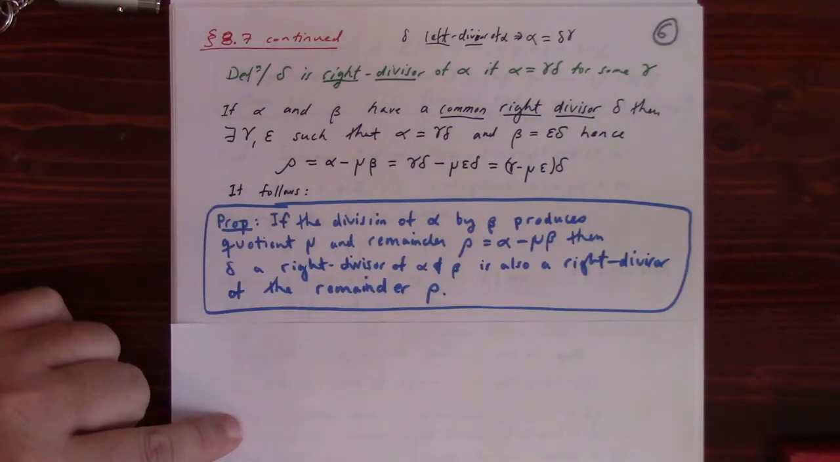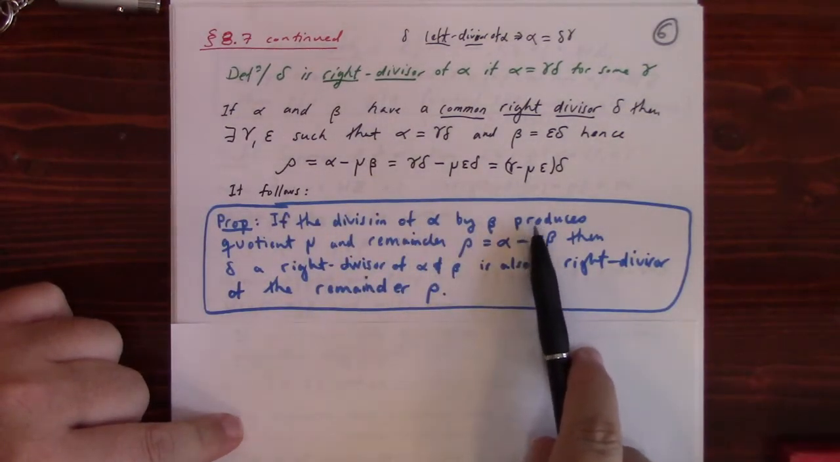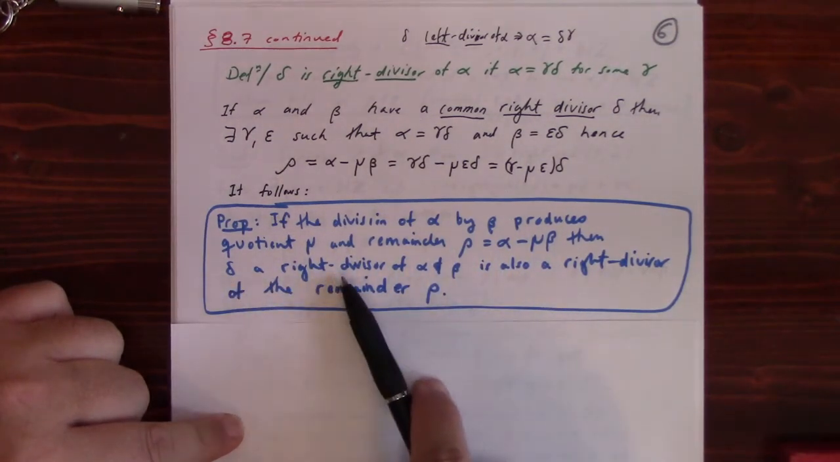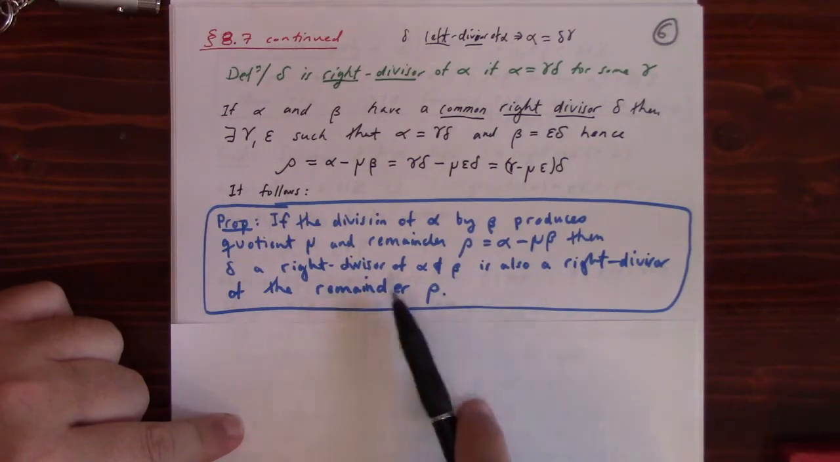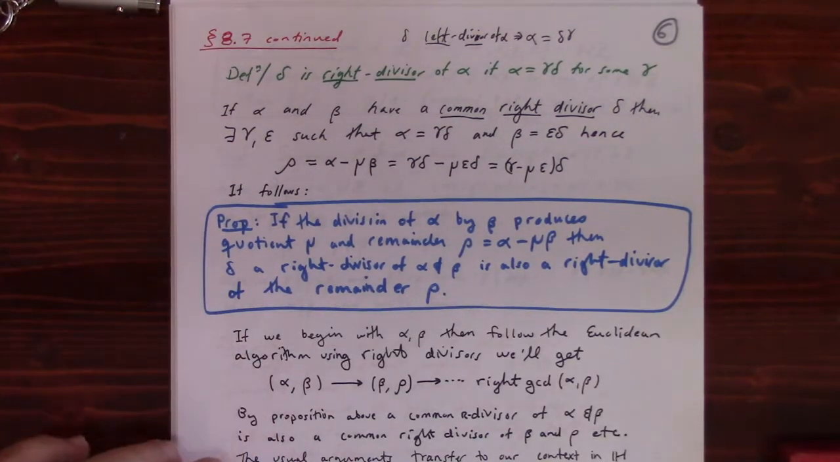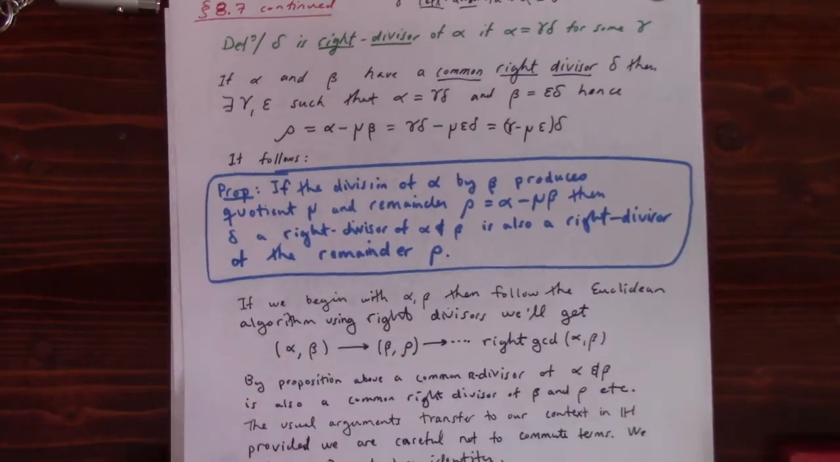And in summary, if the division of alpha and beta produces a quotient mu and remainder rho, then delta is a right divisor of alpha and beta. It's also a right divisor of the remainder, which means that the Euclidean algorithm works for the Hurwitz integers.